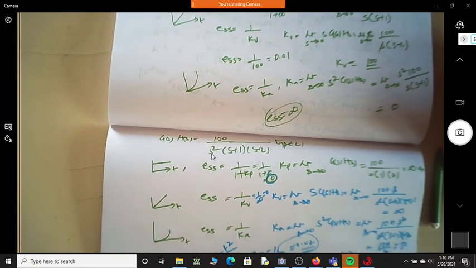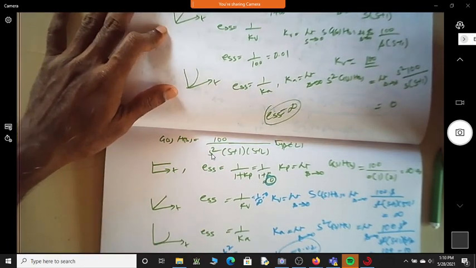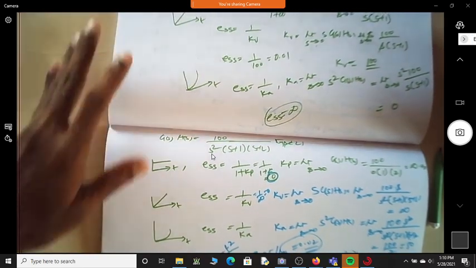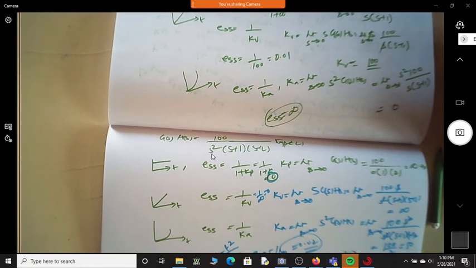If you are all through with what is steady state error, let me know. Are you all satisfied with this, or do you have any issues in understanding this? Let me know from your chat box response.